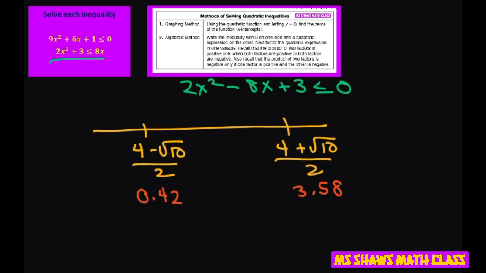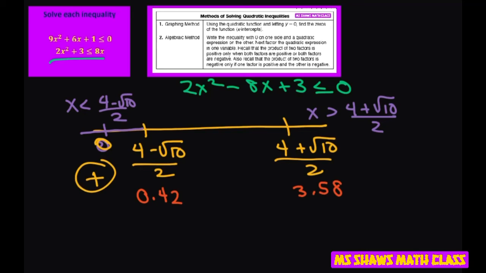So we're going to choose numbers. If I plug in 0 for this side, so we're trying to see what's going on for x less than 4 minus square root of 10 divided by 2, and this one is x greater than 4 plus square root of 10 divided by 2. Now, when I plug in 0, say, I'm going to get positive here. Also, if I plug in a number bigger than this into this equation, you're going to also get positive.